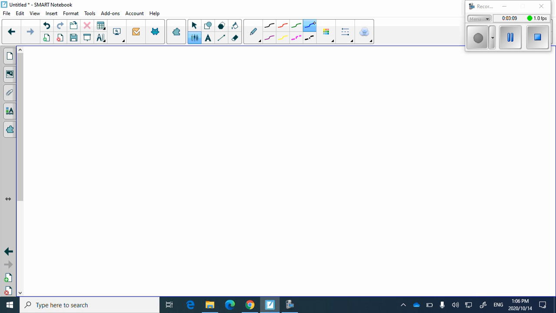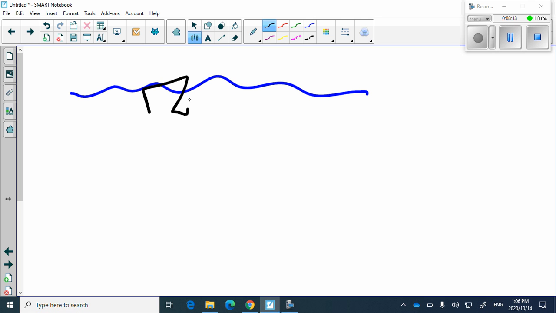Here's another example. Here's water, right? And here you are in the water. Okay? So what do your arms do? Your arms push on the water backwards. What does the water do? The water pushes your arm and therefore the rest of your body forward.